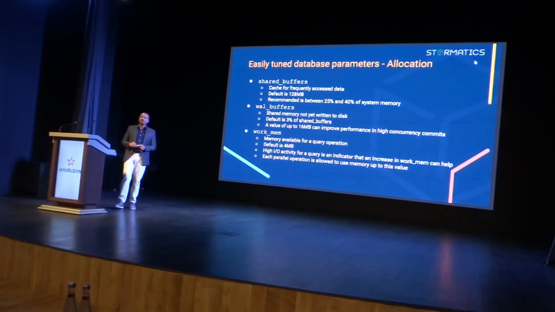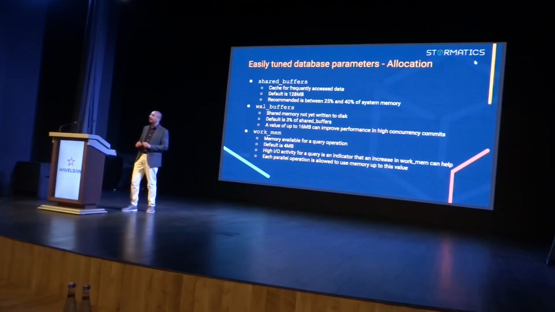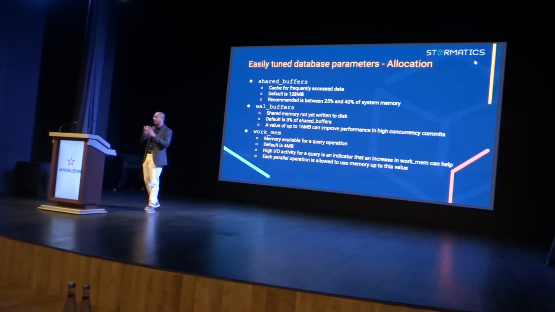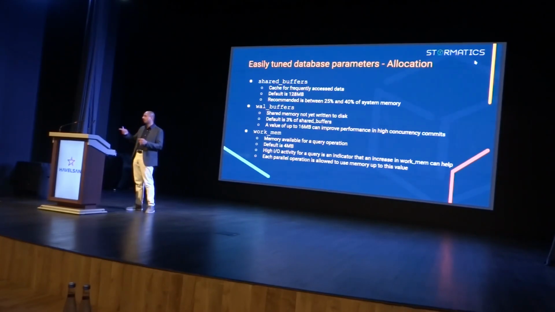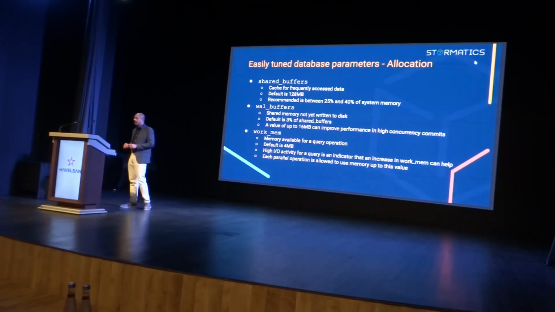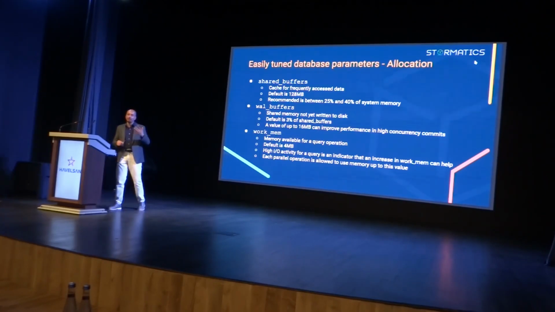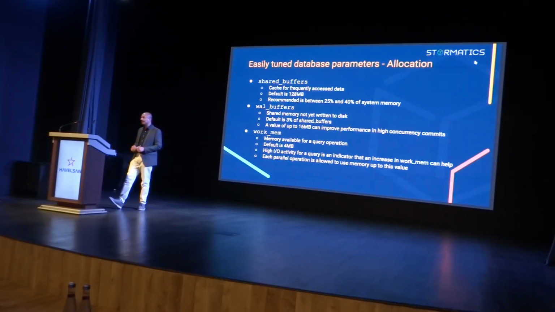Work mem is the memory that is available for a single thread of operation in any query. Now, if there are multiple paths that a query is taking and multiple operations that a query is doing, each one of those paths or each one of those threads is going to be allocated this amount of memory. The default is 4 megabytes. And if you have a very high I/O activity, if your query and your workloads are I/O bound, disk bound, then a higher work mem can help you speed things up.